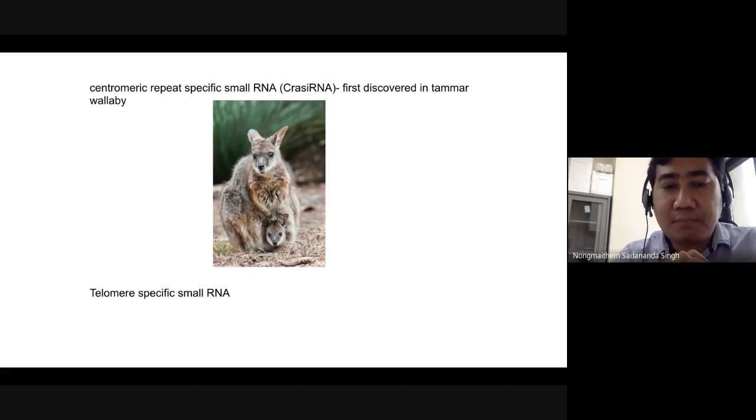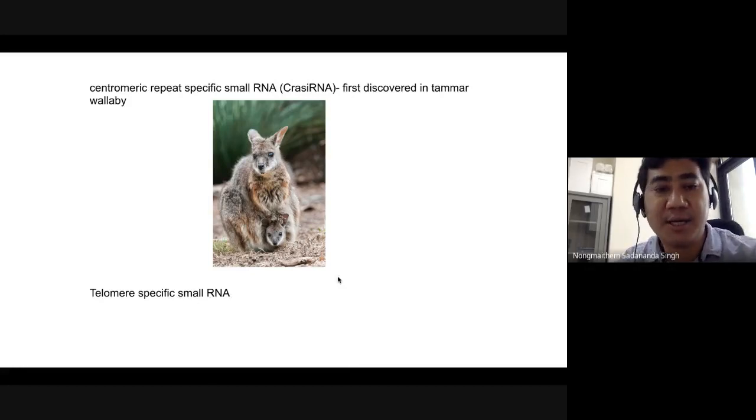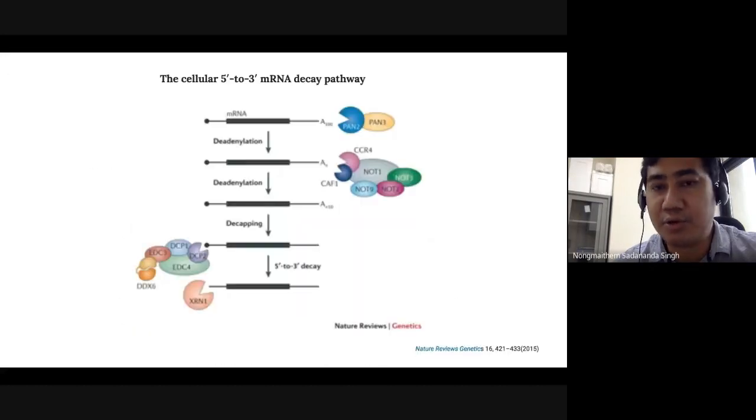And another very recent finding is the telomere specific small RNA, called tel-sRNA. TEL from telomere, and sRNA for small RNA. So these are transcripts coming from the telomeric repeats, and basically it inhibits the transcription from telomeric repeats. So with this, I think we pretty much covered the small non-coding regulatory RNAs.